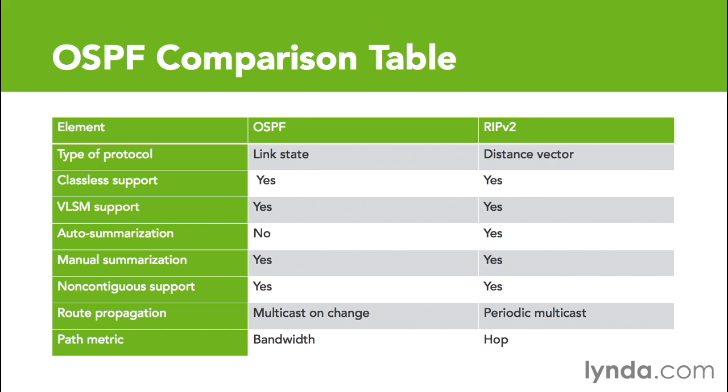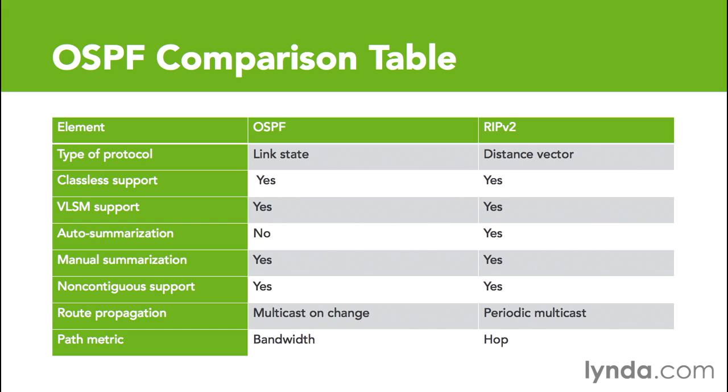Now, they both support classless, which means that you can have variable length subnet masks throughout your network, and it will support that. That's why you see VLSM. So classless, VLSM, pretty much the same thing. So they both do support that. Auto summarization, OSPF does not do auto summarization. You would have to literally do it yourself. But by default, version 2 does auto summarize. That's why we have to do no auto-summary, which we don't have to worry about in OSPF. So yes, we need to do manual summarization.